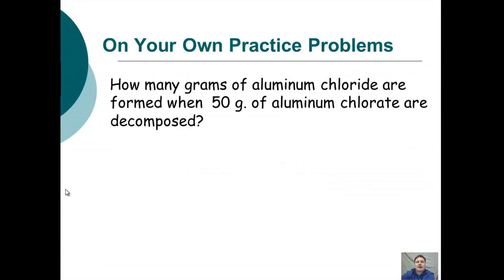Okay, once again, copy this down, and then once you get your answer, hit play and check yourself. So how many grams of aluminum chloride are formed when 50 grams of aluminum chlorate are decomposed? So you may need to dig back in your notes to check on the decomposition of aluminum chlorate. So pause it, answer it, check your answer.